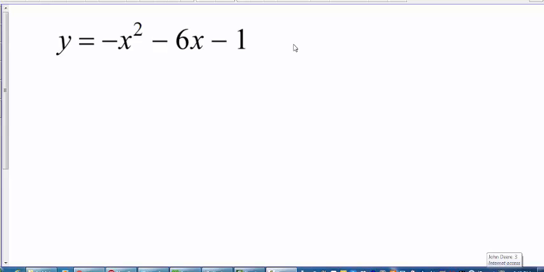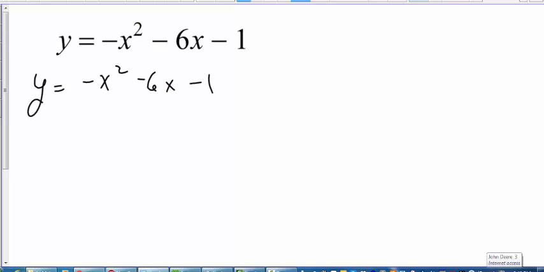In this example of taking a standard version of a quadratic form to vertex form, we will note that we have a -1 coefficient. Now, I'm going to show you an alternate way of how some people convert this. So we're going to have y equals negative x squared minus 6x minus 1.